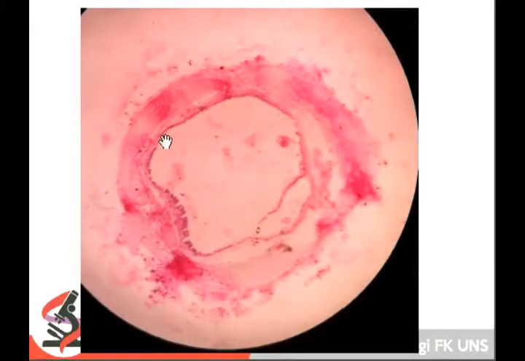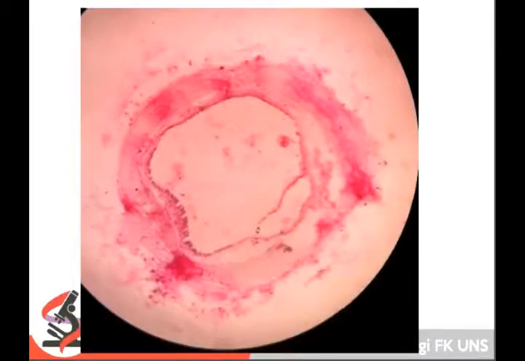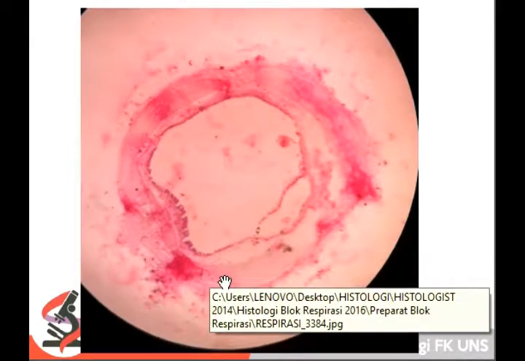Here's the ventral aspect, the hyaline cartilage with C-shaped cartilage, and the dorsal part is the trachealis muscle.